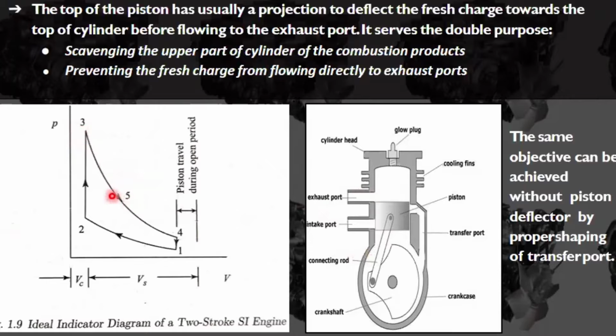So that's why in a two-stroke indicator diagram, it is in the middle of 3 to 4. That means during the expansion stroke only, all the gases are going to leave from the cylinder. So it is the exhaust event.